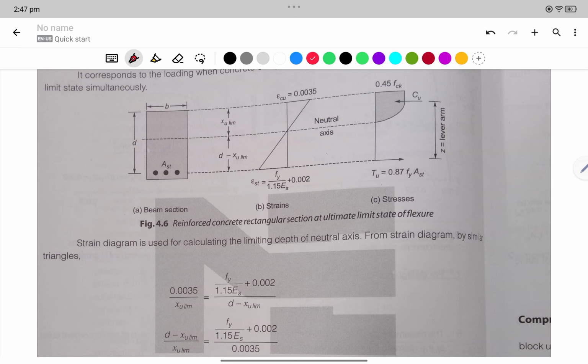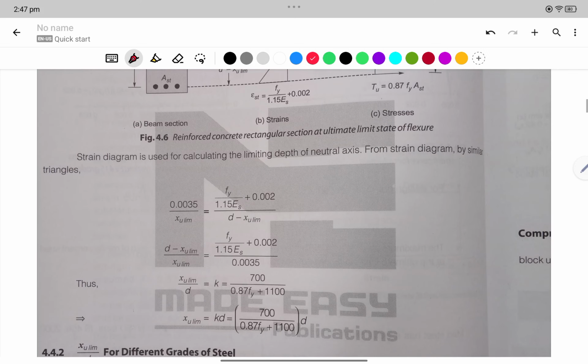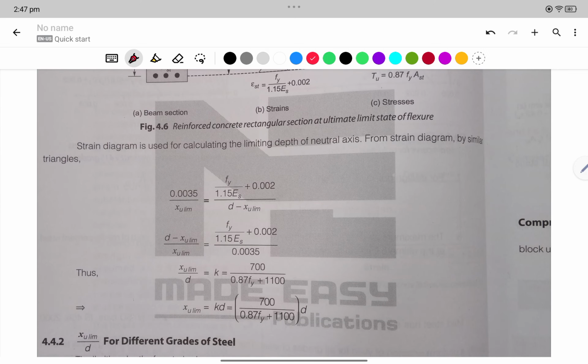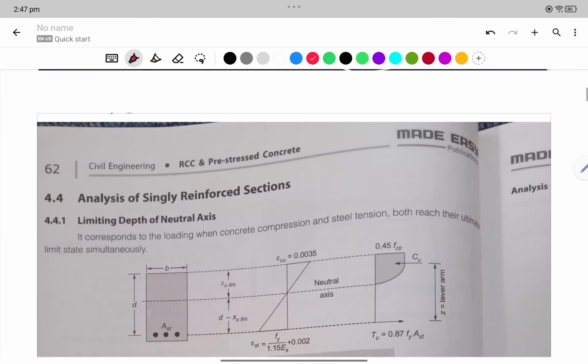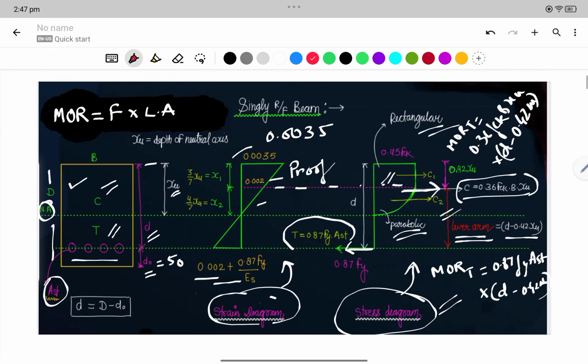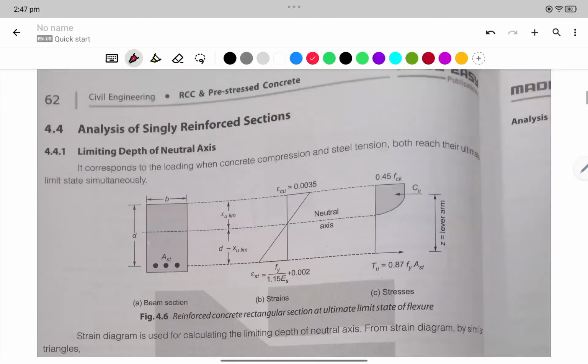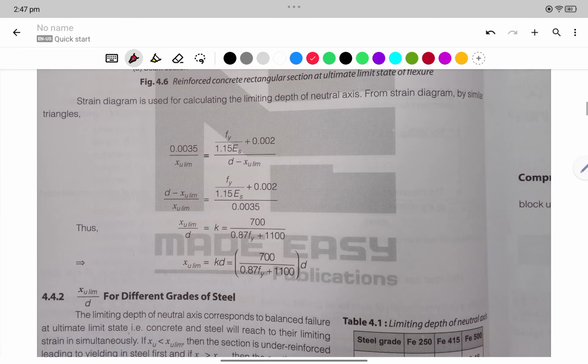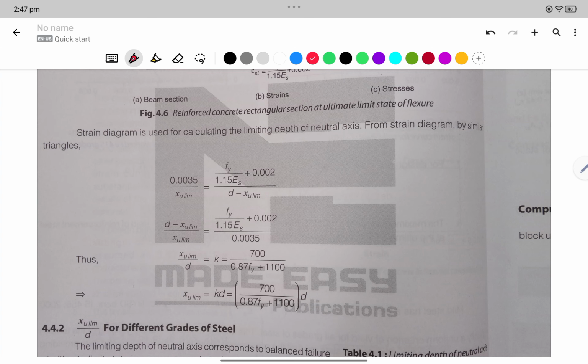See, from here we will see how to find xu limit. Okay, so what is xu? You have seen here xu. So xu is the depth of the neutral axis. It is written here also, depth of the neutral axis. So xu limiting, what is xu limiting?